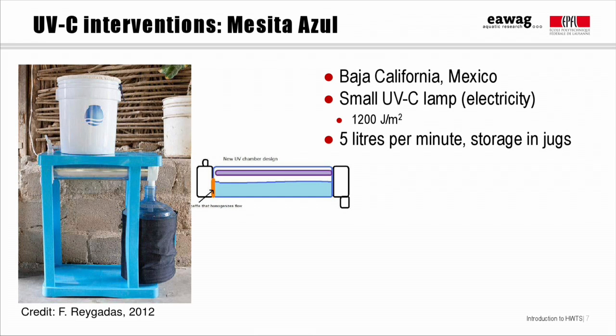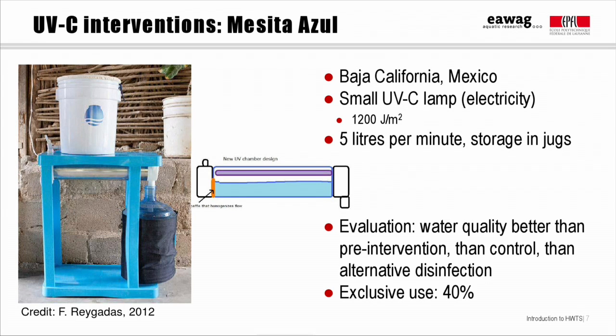A recent evaluation found that it was very effective in the field. Water quality was better than the same households before the intervention, better also than control households, and better than households that were using other kinds of disinfection, like commercial filters. However, the exclusive use was pretty low at only about 40% of households.